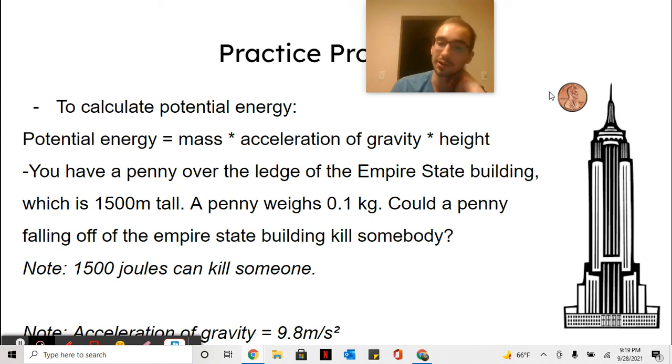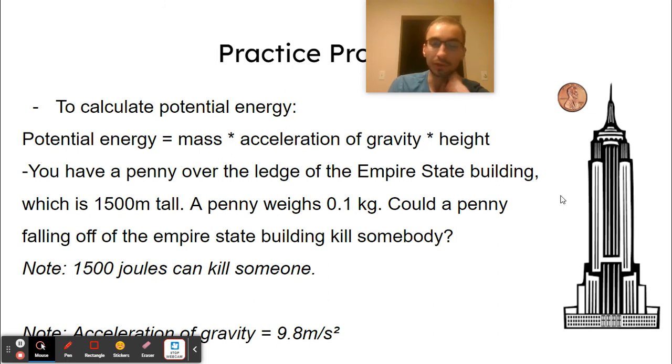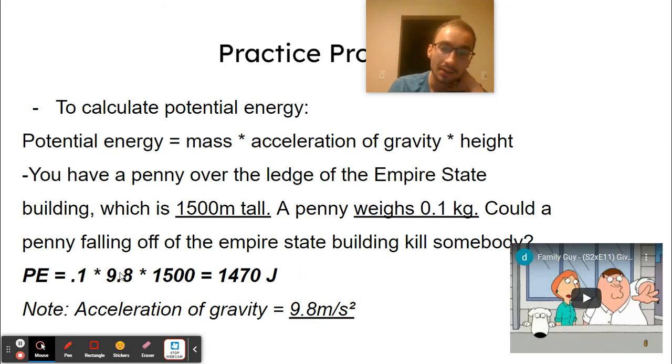Try and calculate the potential energy. Please pause the video now and try and figure it out. Hopefully you noticed I gave you the height, the mass, and gravity on Earth is 9.8. So you take the mass times 9.8 times 1,500. Okay? So 1,470 is less than the 1,500 joules that you would need to kill someone. So throwing a penny over the ledge will not kill anyone, thankfully.